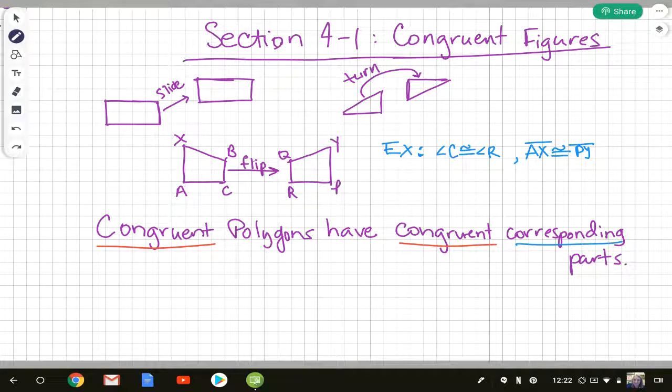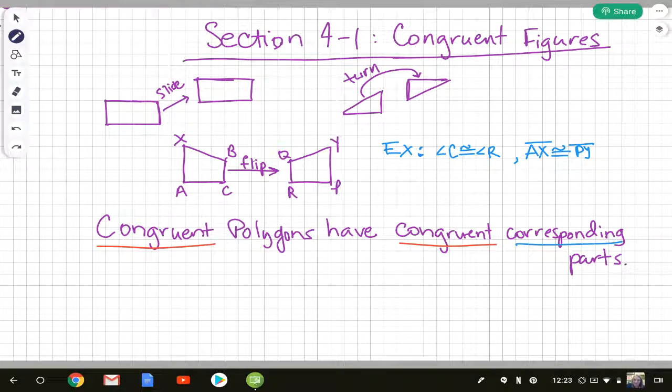Welcome to Geometry, Section 4.1, Congruent Figures. So today we're going to look at different congruent polygons. Here I have some pictures of different ways we can move polygons around, and sometimes it makes them look different, but they may still be congruent.